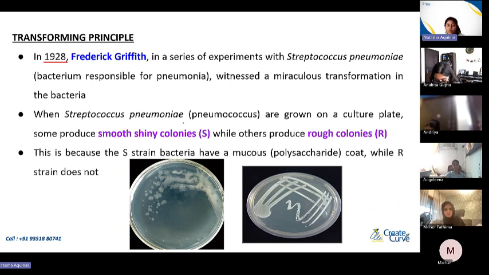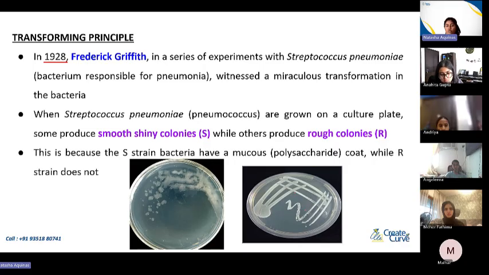Now, Streptococcus pneumoniae, also called pneumococcus in short, if you grow it on a culture plate, some are going to produce smooth, shiny colonies, and some are going to produce rough colonies. Please look at the two culture plates given here. The first one, look at the way the bacteria is growing. It looks extremely slimy, shiny, smooth, right? Now look at the second one.